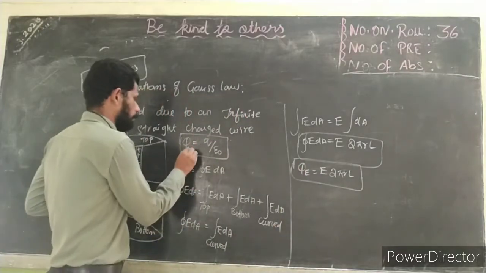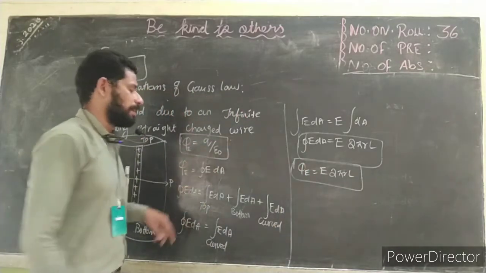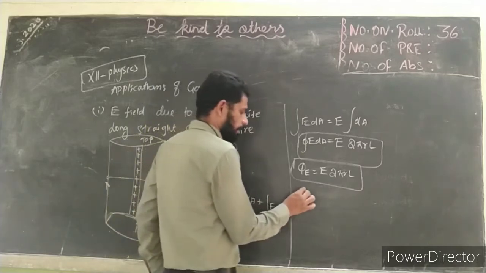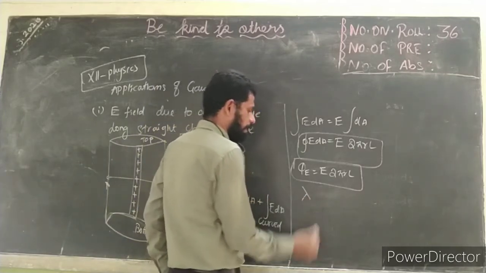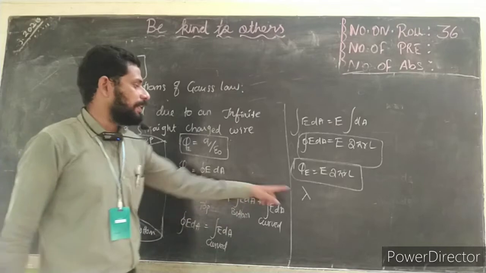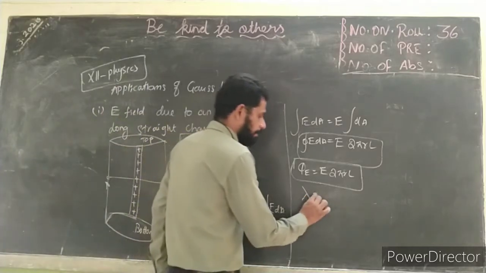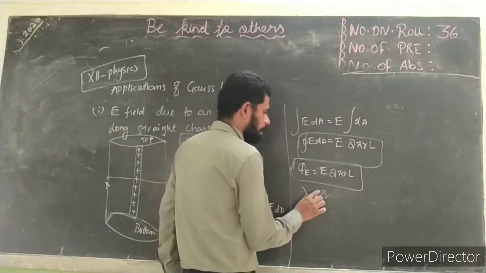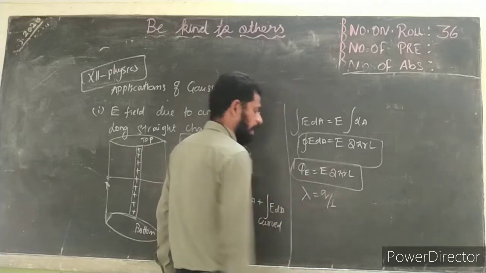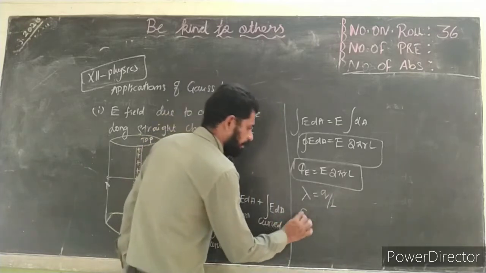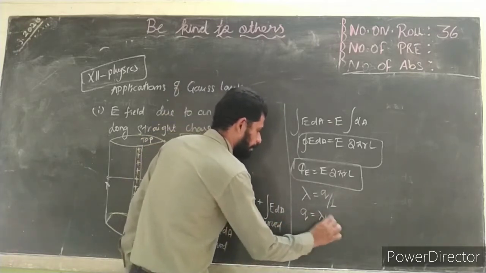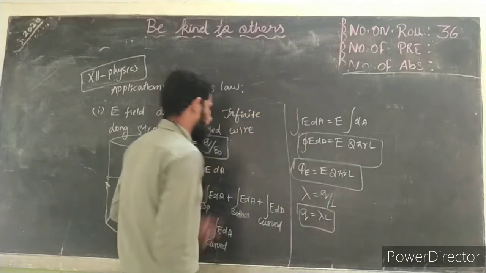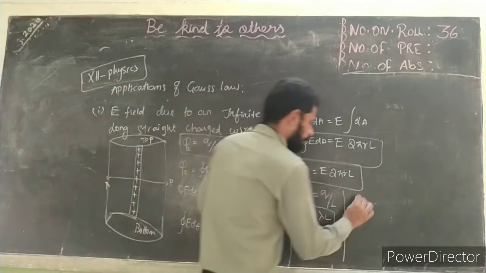Now, Q by epsilon naught. We have to find what Q is. Here we have to introduce one new concept, lambda. Lambda is nothing but linear charge density, charge per unit length. From here we can find Q. Q equal to lambda L. That's it.